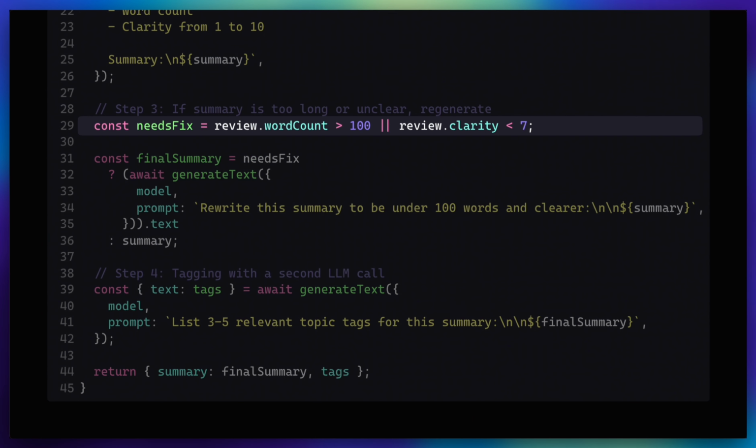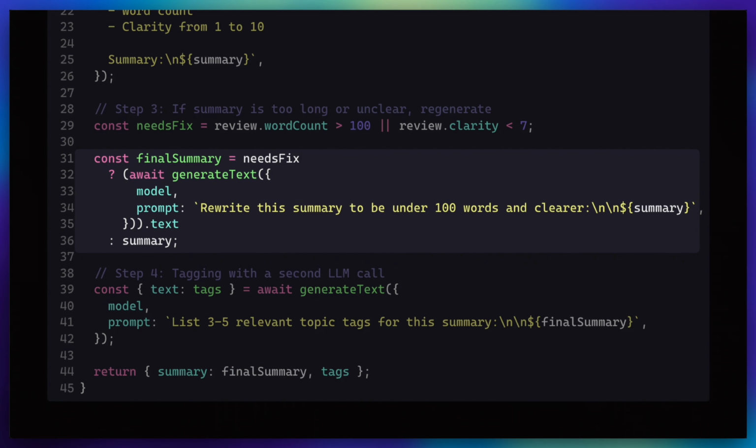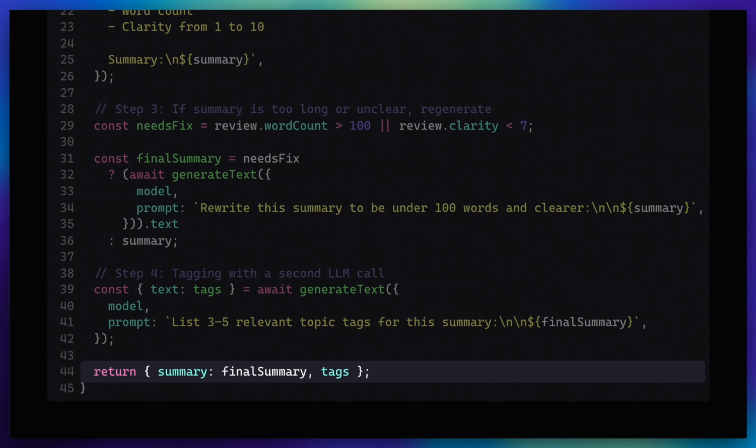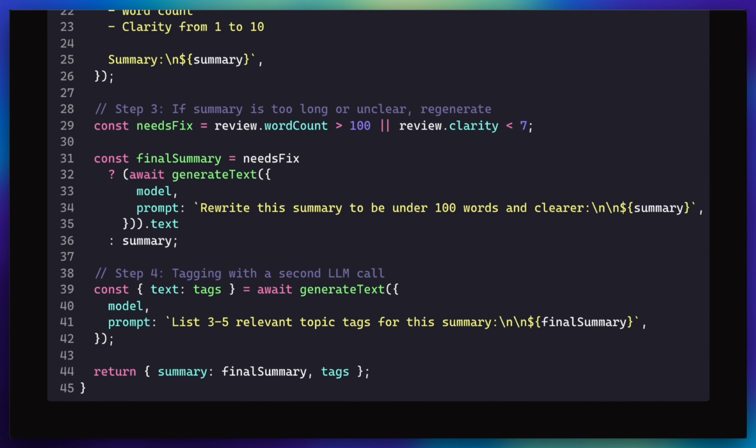Step 3 is our check. If the summary is over 100 words or has low clarity, we regenerate it. So in that case, we send it back to the LLM and say, make it shorter and clearer. That's our little quality control loop, straight from the diagram's decision path. Step 4 is our second LLM call. This time we prompt it to generate 3 to 5 topic tags for the final summary. In the workflow diagram, this is LLM call 2. And finally, we return the output, the polished summary, and the tag. That's the last part of the diagram, the final output.